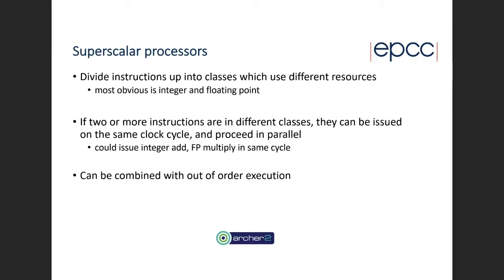Okay, I think I've maybe covered most of this. So superscalar processors divide instructions up into classes which use different resources. The most obvious would be integer and floating point, also load stores. If two instructions are in different classes, they can be issued on the same clock cycle and proceed in parallel. So for example, you could do an integer add and a floating point multiply in the same cycle. And as I mentioned, this can be all folded in with the out of order execution engine.